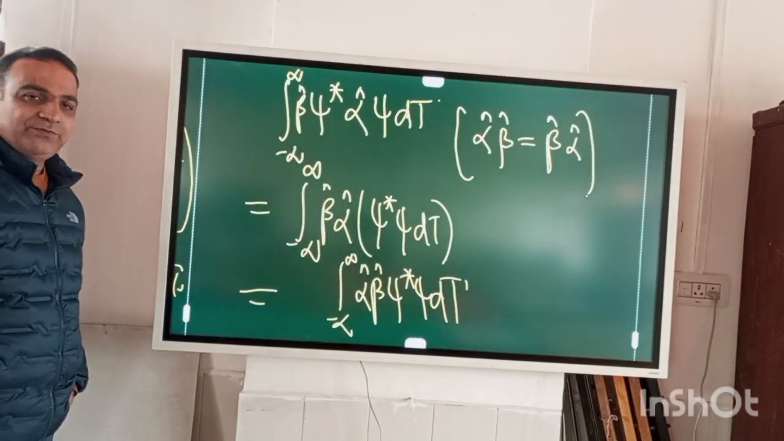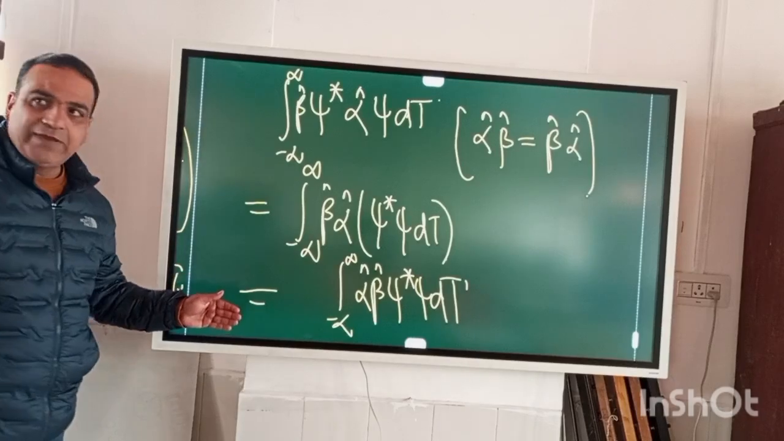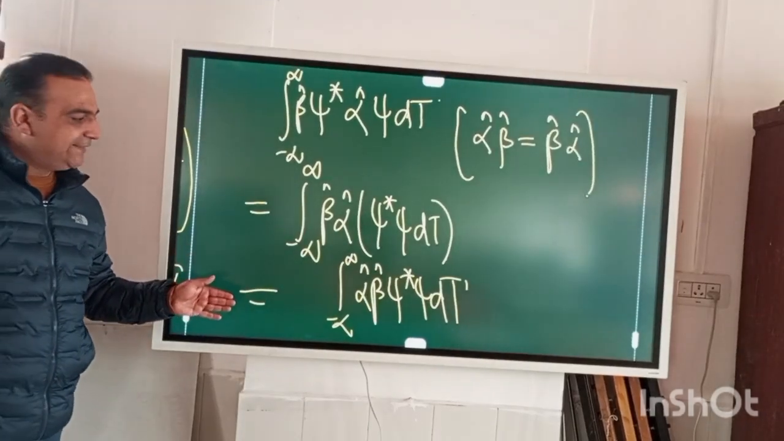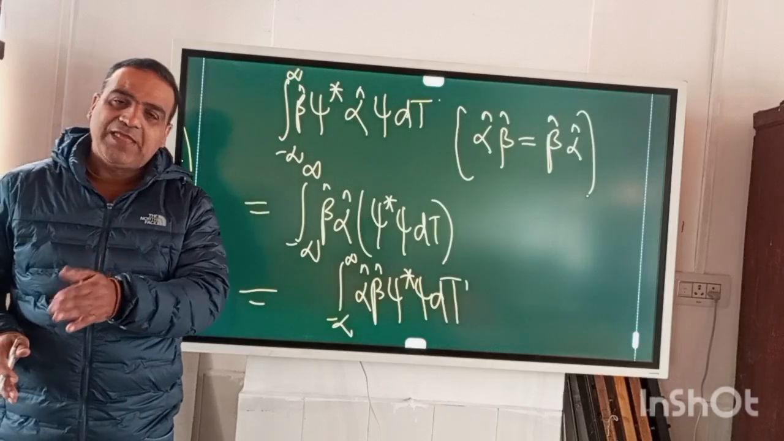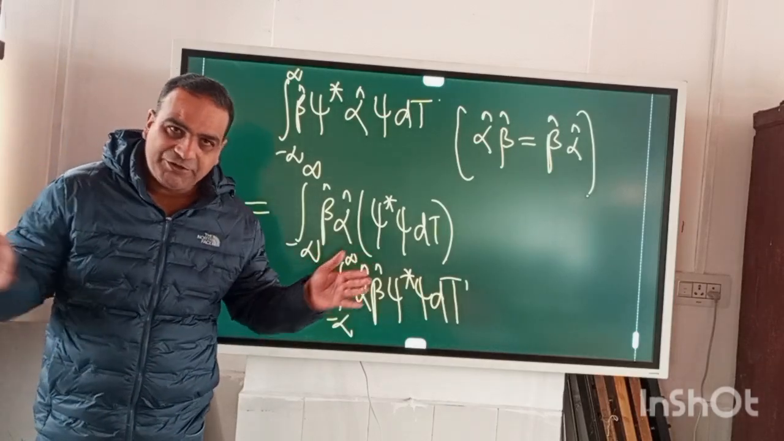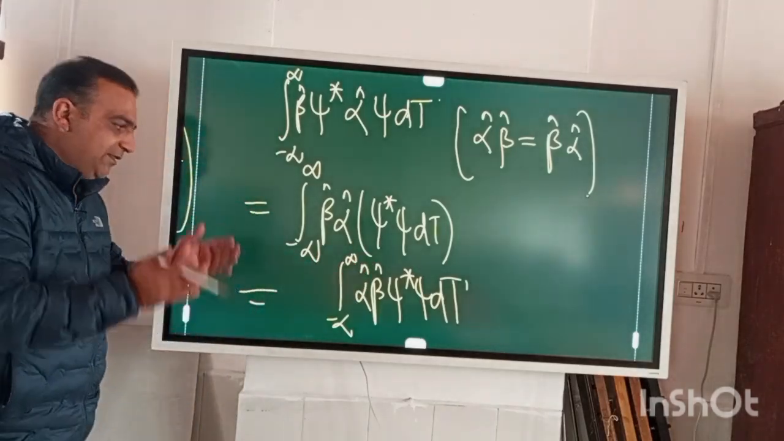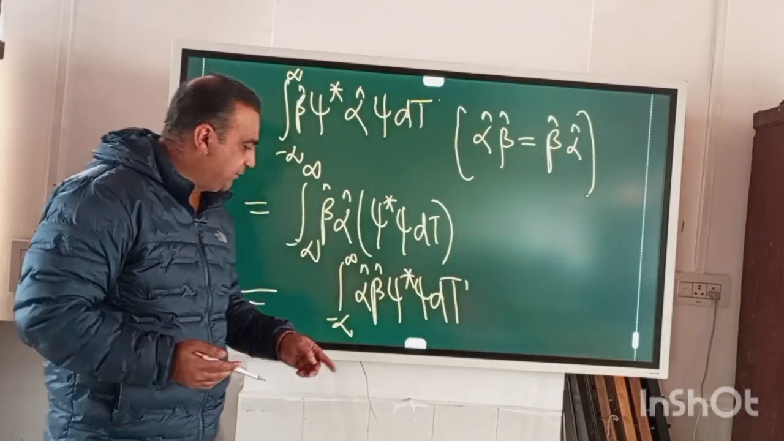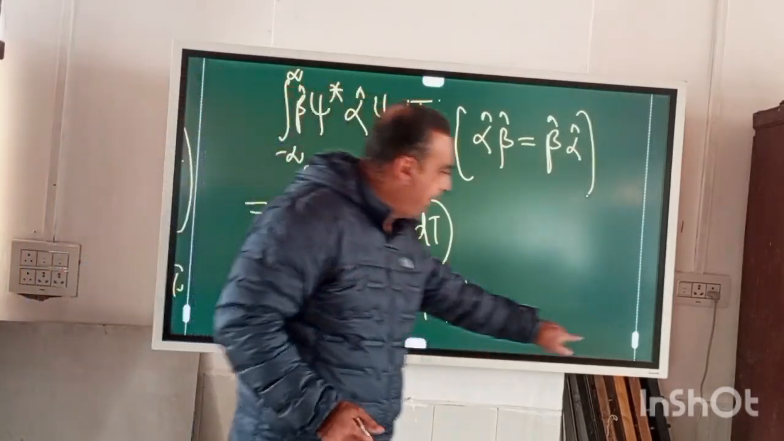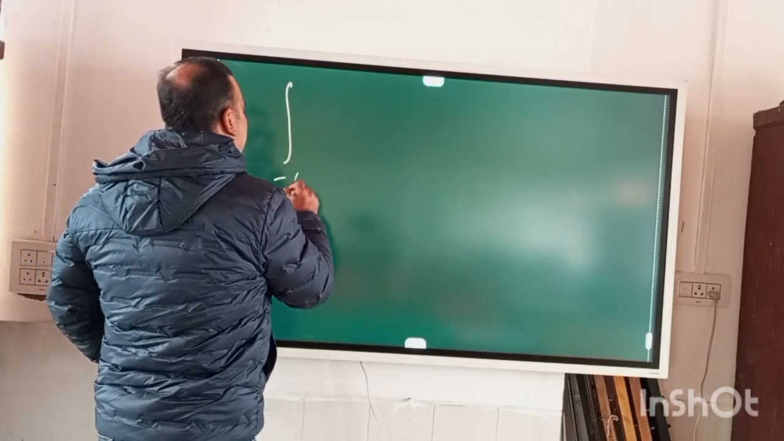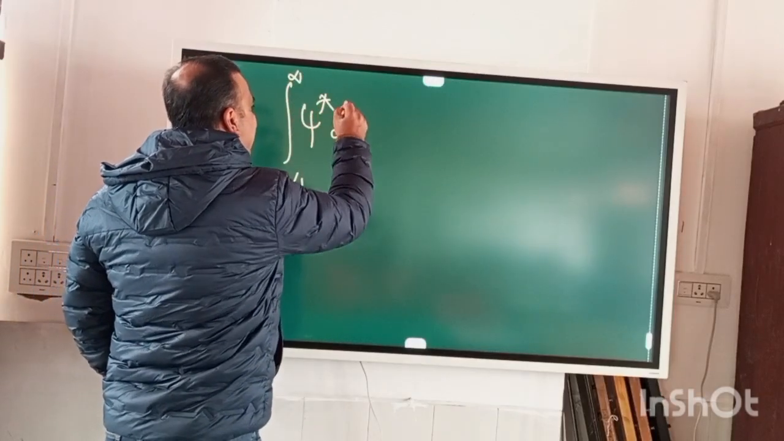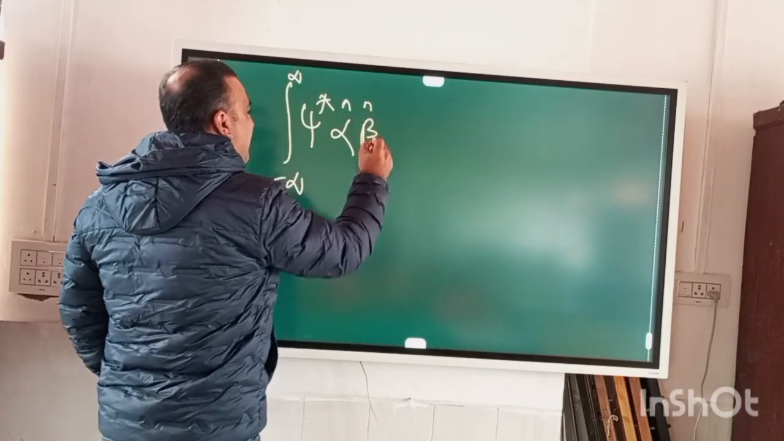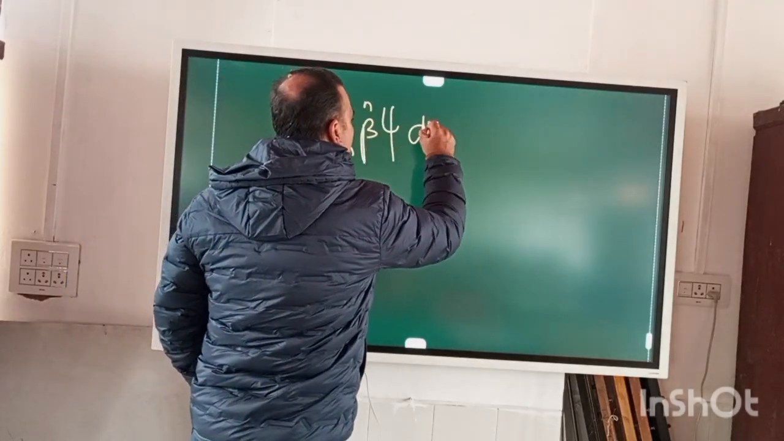So we can observe the result. This way, what we have done is we have proved that if we have two Hermitian operators, alpha cap and beta cap, and you take the product of these two Hermitian operators, their product is also Hermitian. So the result is obtained here. So the result is what? The result is I have psi star, then alpha cap beta cap, and then psi d tau.